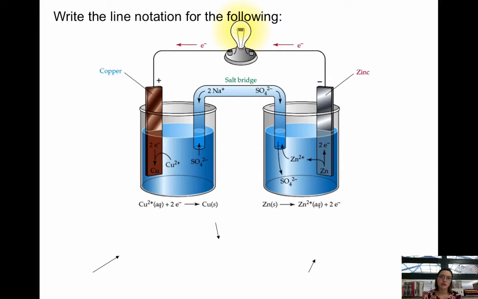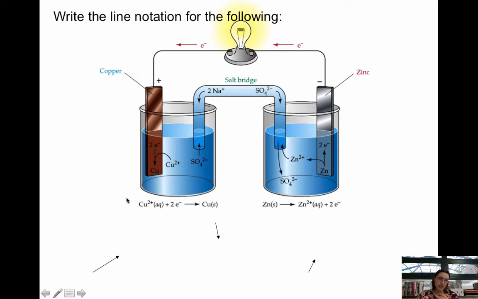First thing you want to do is figure out what is the anode and what is the cathode. There's one of two ways you can do that. You can look at the electron flow, because remember, electrons always flow from anode to cathode. Or you can look at the half reactions, because you're given the half reactions here. We have electrons flowing from the right to the left. So that means that the zinc is actually our anode, the copper is our cathode.